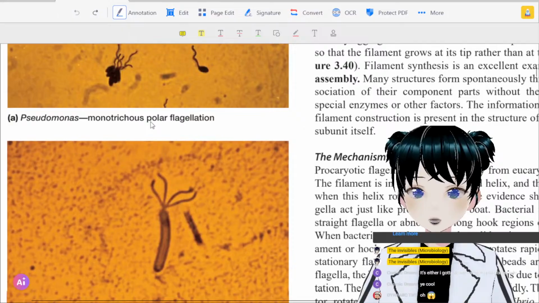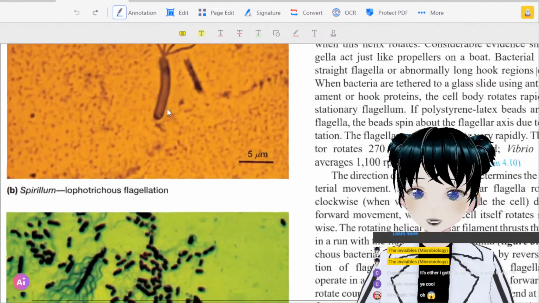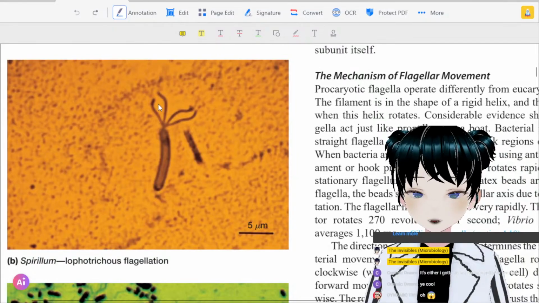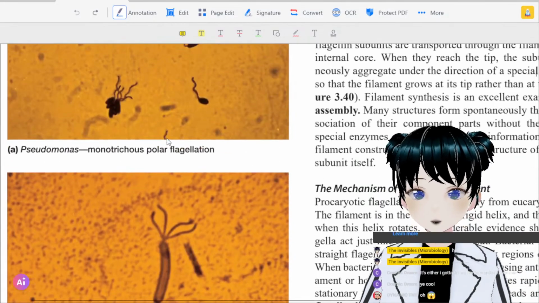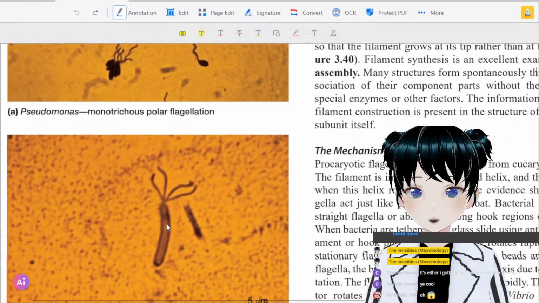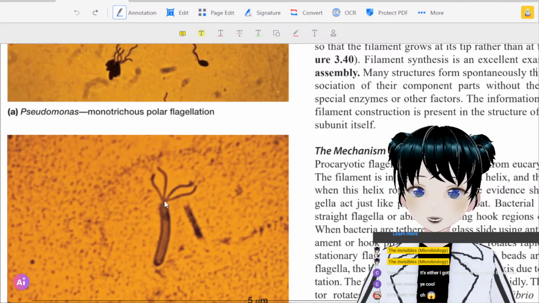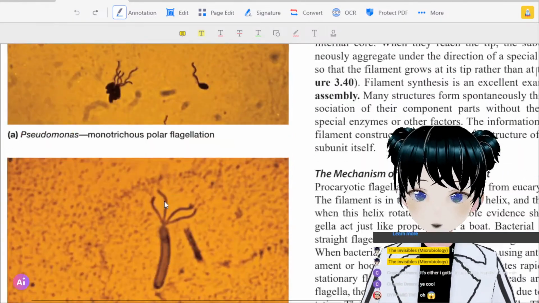So this is Pseudomonas bacteria. This is Spirillum, and this one has, as you can see, polar flagella. Polar has only one flagellum at the end. And this is Lophotrichous.